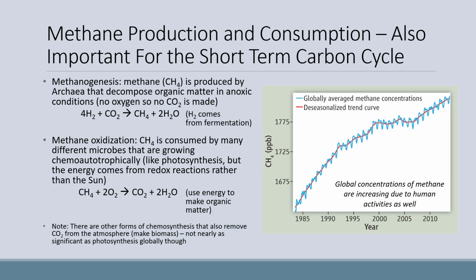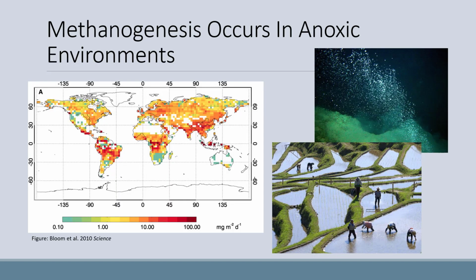I've included a time series of methane concentrations in the atmosphere. You can see that it is also increasing, and this is due to human activities as well. We kind of got a handle on emissions in the early 2000s, but then we kept increasing concentrations again. There is also a yearly cycle of atmospheric methane, similar to CO2. So where is all this methane coming from?